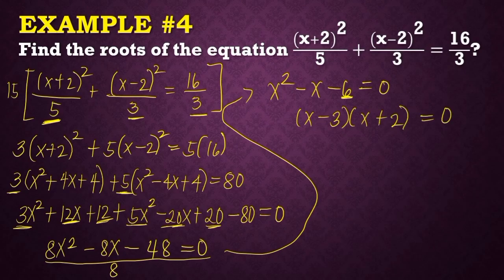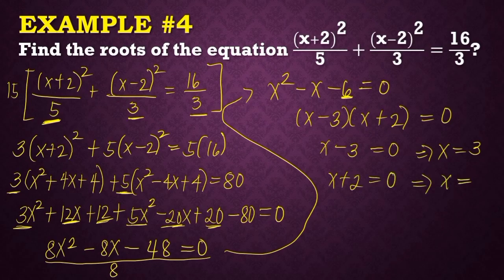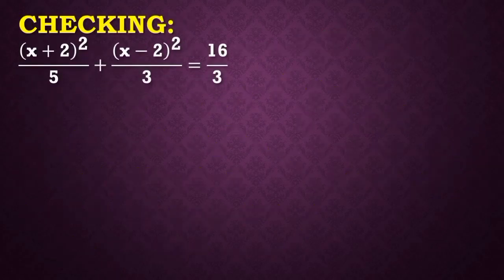And then we equate each term to 0. X minus 3 equals 0 na magiging x equals 3. And then x plus 2 equals 0 na magiging x equals negative 2. So, yung solution natin, ayan, x equals 3, x equals negative 2. So, kailangan po natin yan i-check. Baka kasi meron tayong extraneous solution. So, x equals 3 and x equals negative 2.